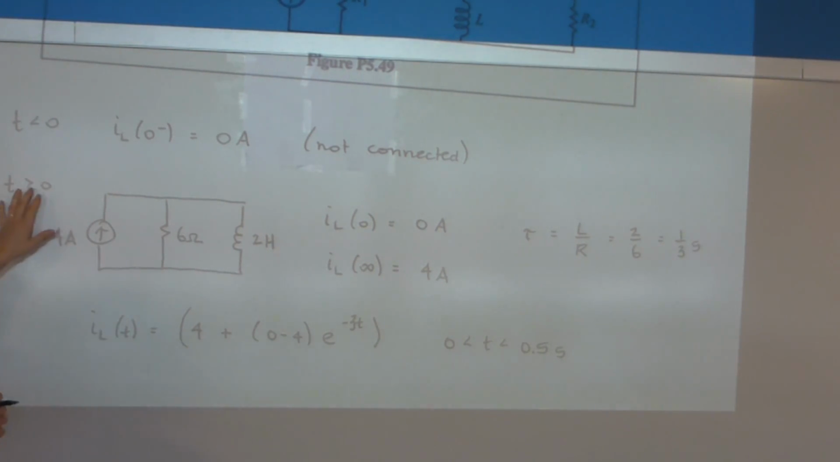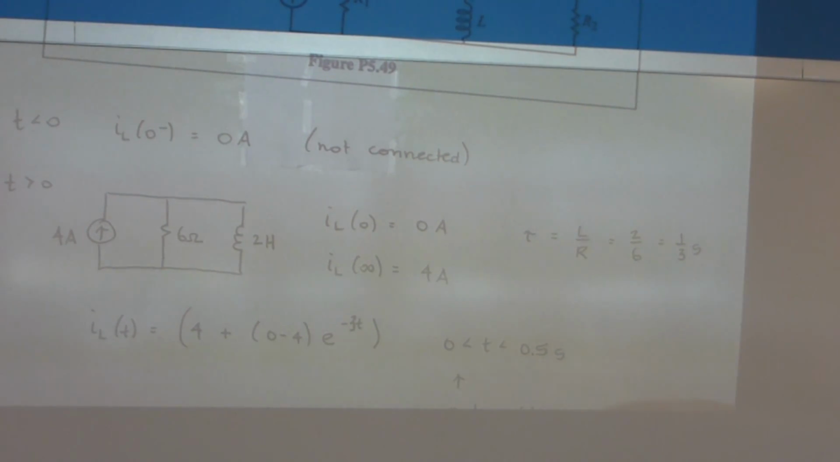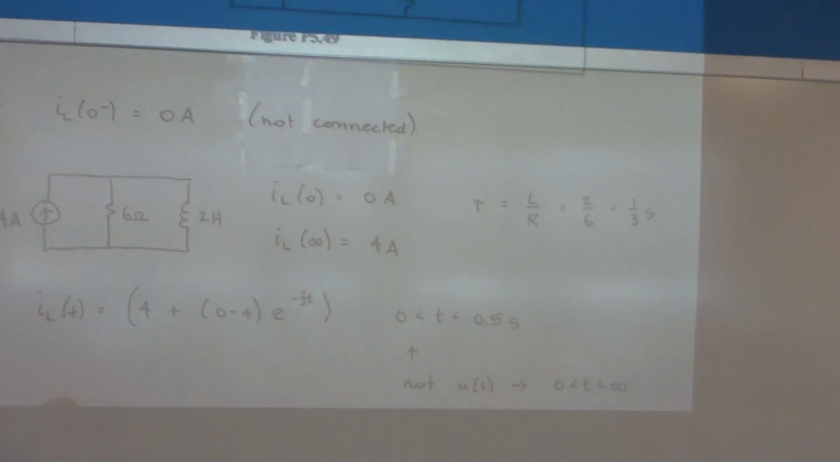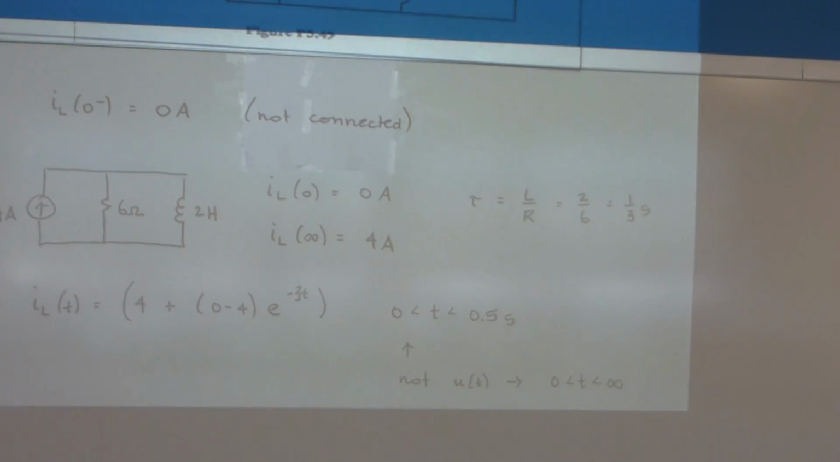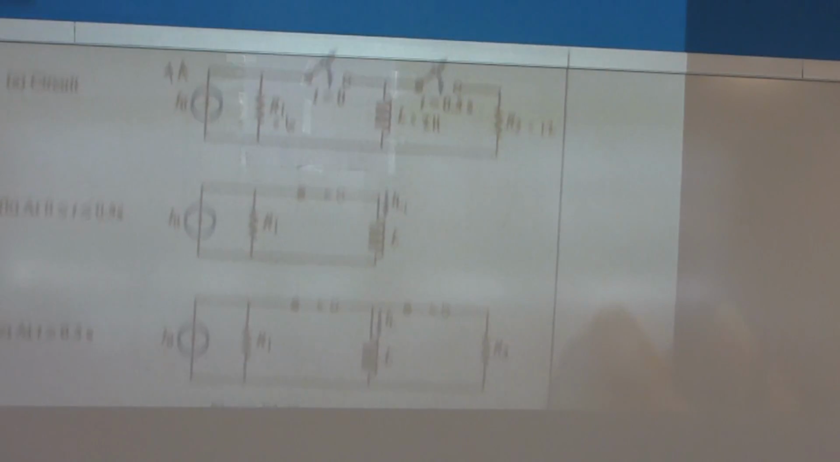So this is actually good for t greater than 0, but really when t then becomes greater than 0.5, now both switches have been thrown. So here we're not writing u of t, because u of t suggests this, and we know that that's not true. It's not good for that long. So now we need to look at what happens when the second switch is thrown. Let's come back up here and look at our original problem.